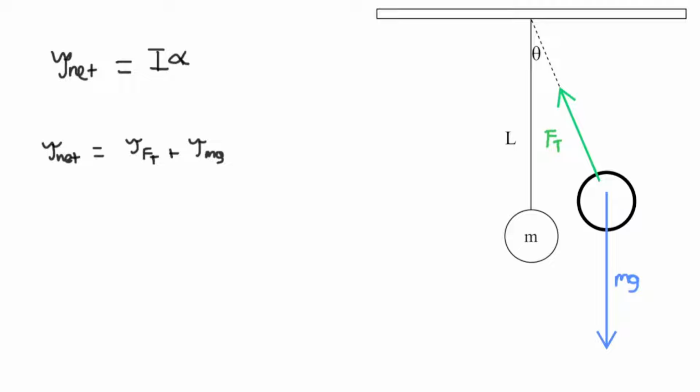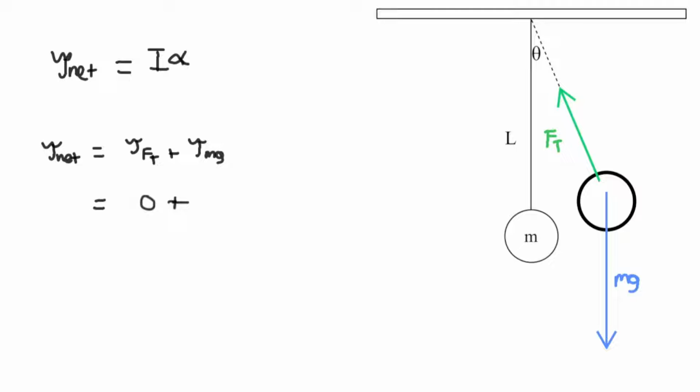Now we have to figure out what the torques are from this. The torque from the tension force is 0, because it is directed exactly towards the pivot point. If we're rotating around this point right here, r cross F is 0 because we have a force that's exactly parallel to our displacement. So the tension torque is 0.